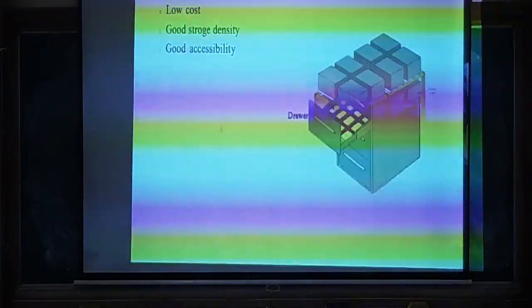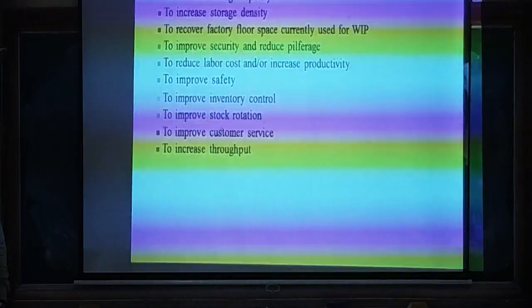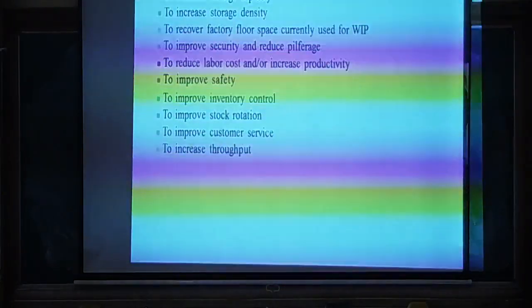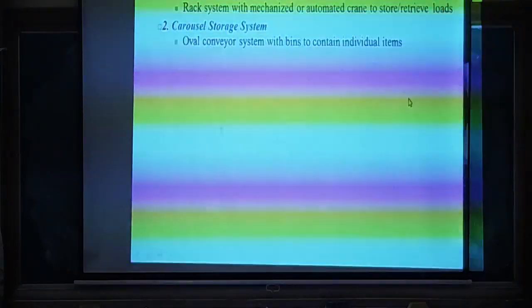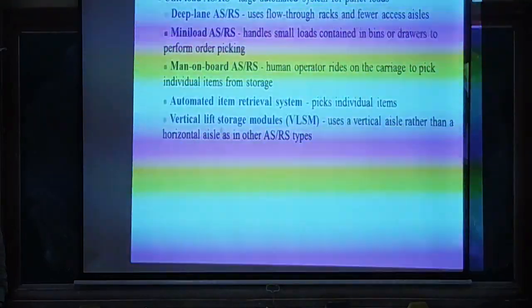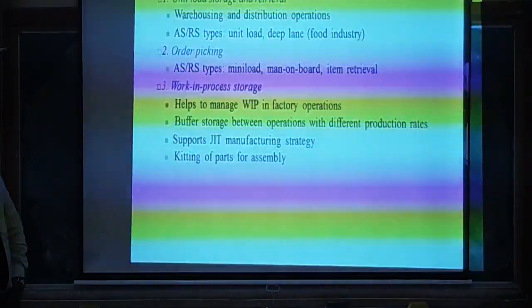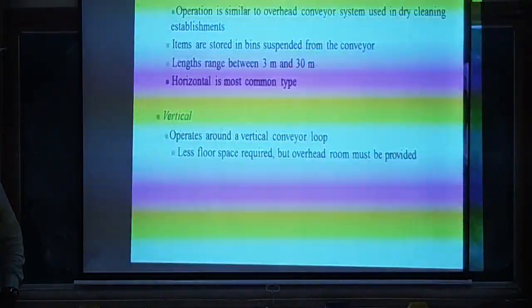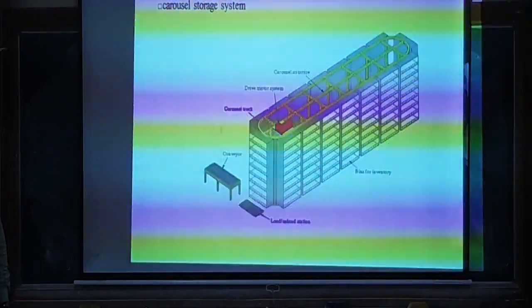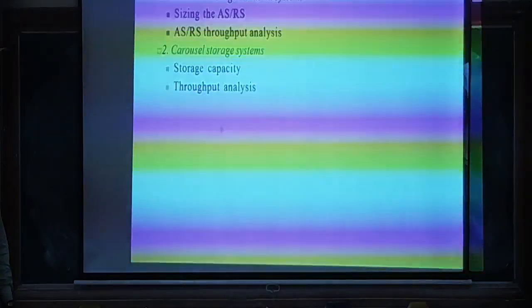That is bulk storage, pallet rack system, drawer storage, automated storage system. What are the objectives of the automated storage system? And then the types of automated storage system, the automated storage and retrieval system. What are the types of ASRS, applications, and then carousel storage system, horizontal carousel system, the applications of carousel systems, and what is the engineering analysis of automated storage system.